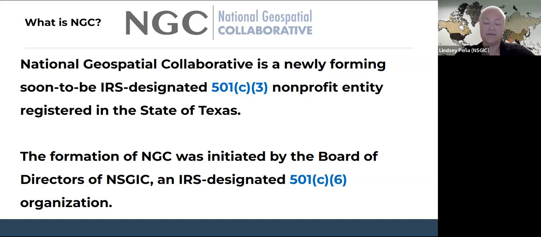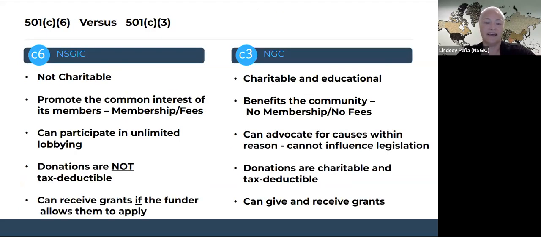Well, for those of you that may not be versed in tax IRS designation, this next slide will break down some of those different comparisons. To understand why the NSGIC board initiated the founding of NGC, it's important to understand the differences between these two designations. As a fun fact, there are currently 27 IRS 501c types of organizations. So your treat for today is that I will only be talking about these two. This side-by-side comparison shows the differences between NSGIC, which is a C6, and NGC, which is going to be formed as a C3.